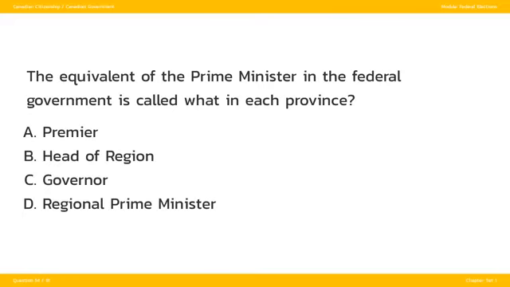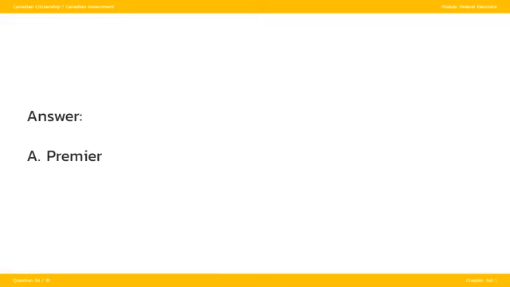The equivalent of the Prime Minister in the federal government is called what in each province? A. Premier. B. Head of Region. C. Governor. D. Regional Prime Minister. The answer is A. Premier.